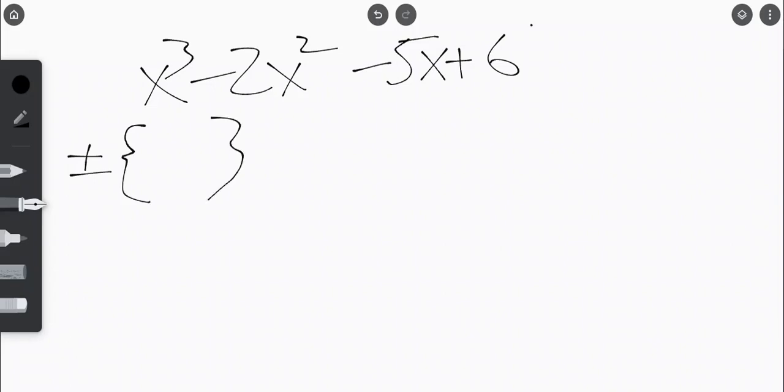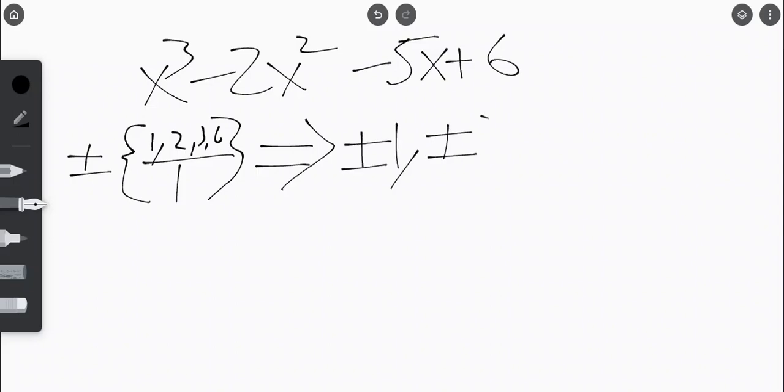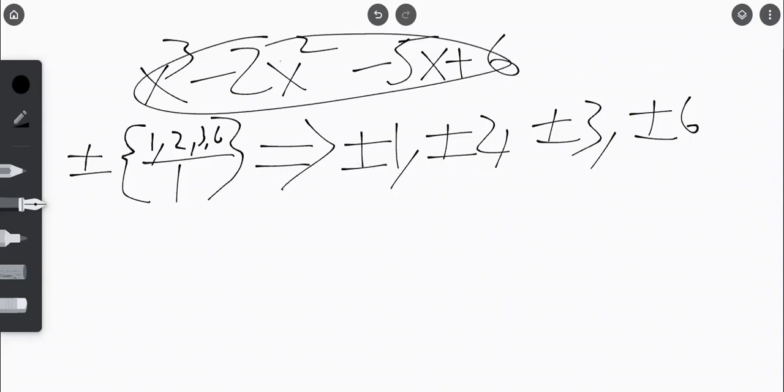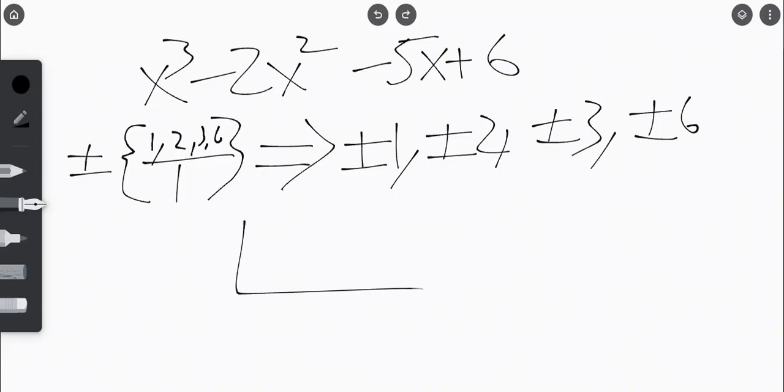So factors of 6, which is the constant, are 1, 2, 3, and 6. And the leading coefficient of this polynomial is just 1. That means our roots are plus or minus 1, plus or minus 2, plus or minus 3, and plus or minus 6. And what it means for these values to be a root is that if you plug it in here, you should get 0, or you should have no remainder. So let's use synthetic division to test.